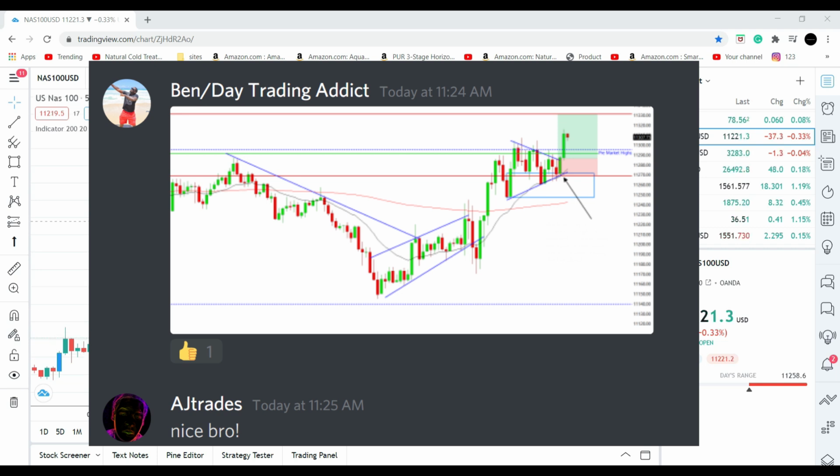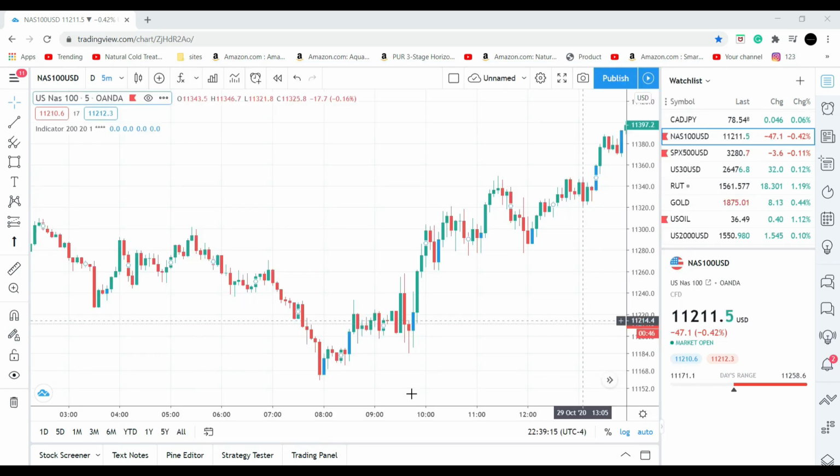Notice how I have this blue box right here. I had basically marked a demand area right here. We had nice consolidation off that area, and I took a trade. So let me show you guys the indicator. Now this is the same trade right here.